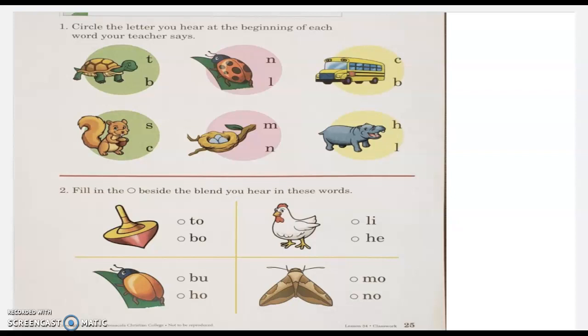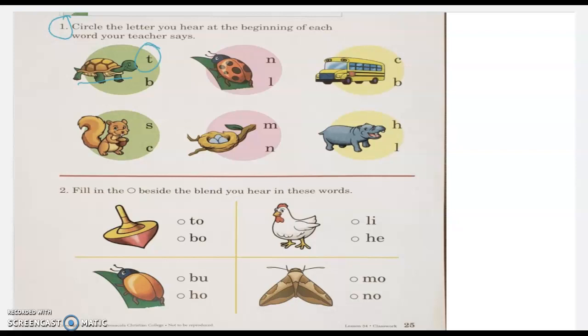We're going to look at lesson 34, page 25. This is actually a little oral assessment, but we're just going to do it as a seat worksheet today, okay? So let's look. Number one says, circle the letter you hear at the beginning of each word your teacher says. All right, so this is a turtle. Turtle. Let's look at the two letters here and circle the one that says t at the beginning of turtle.